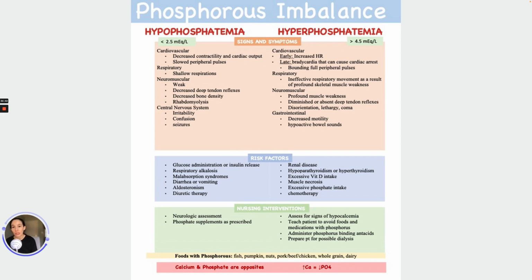Risk factors are renal disease, hypoparathyroidism or hyperthyroidism, excessive vitamin D intake, muscle necrosis, excessive phosphate intake, and chemotherapy. We'll assess for signs of hypocalcemia, teach patients to avoid foods and medications with phosphorus, administer phosphorus-binding antacids, and prepare the patient for possible dialysis. And again, remember that when calcium is high, phosphorus is low.